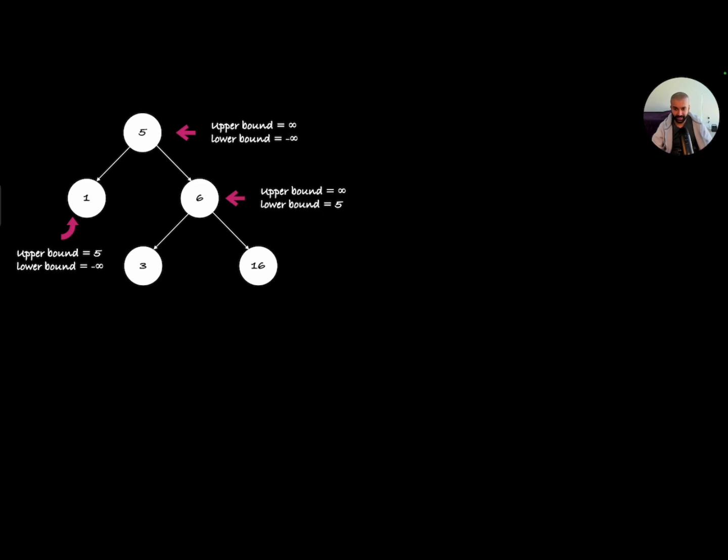Moving to 6, you can see that we've changed our lower bound now, and 6 fits into this lower and upper bound. Our lower bound has changed to 6, but 16 still fits the bill, so we're good. And now finally we're at 3. This violates our upper and lower bounds. 3 is not in range. So this is why this is not a BST.